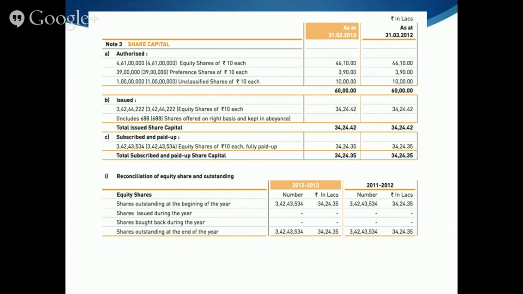Out of this authorized share capital, they have issued just 3,424 lakhs of the equity share capital. Also, the second source was reserves and surplus, which is the retained earnings of the business over the years. So that is also used to fund the finances. Preference shares, they have authorized, but they aren't using.